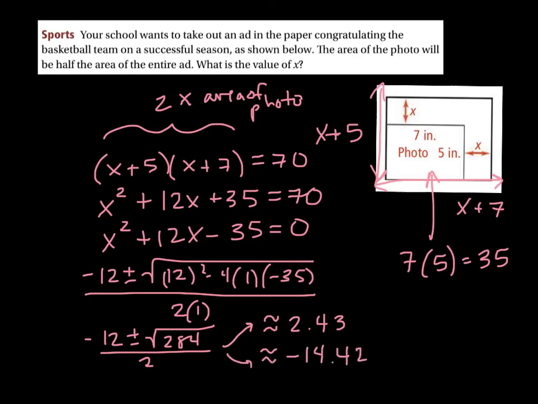Well, that's clearly not going to work because you can't have a negative length for an ad in a newspaper. So the value of x here ends up being 2.43 inches. Not easy to measure, because I'm not sure what 43/100ths of an inch looks like, so that would be difficult. But someone who works in a newspaper situation probably would easily be able to do that using computer layouts and so on. So that wasn't too hard a word problem.